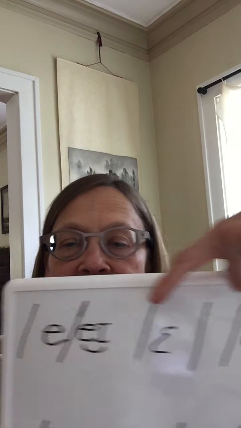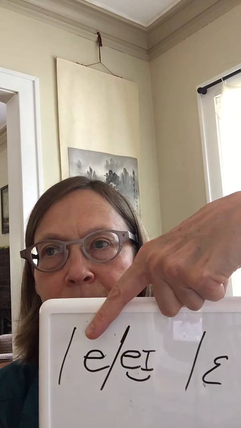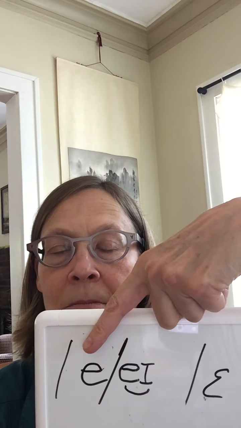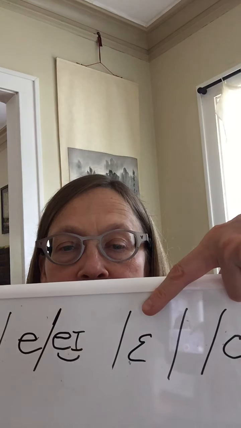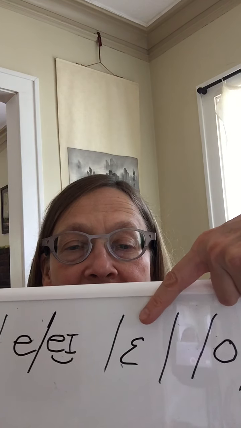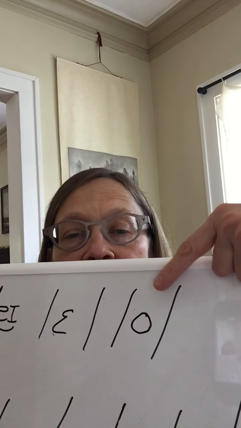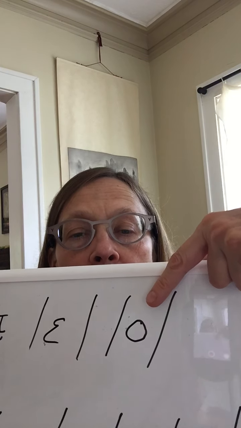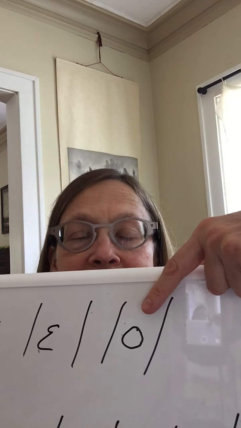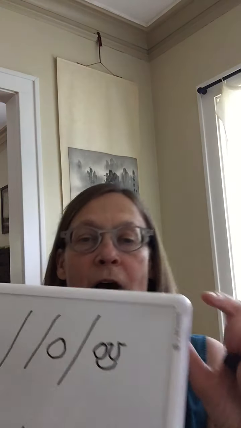This is eh, so that's like in a word like bait, all right? This is in a word like bet, it's the sound, a backwards 3, eh. And this is the sound O, like in boat, okay? And just like with the A, eventually you're gonna write this as a diphthong as well, all right?